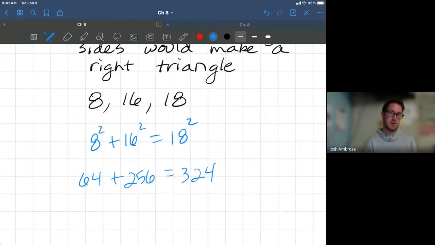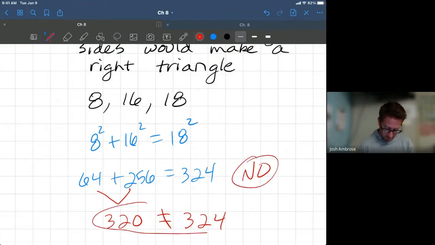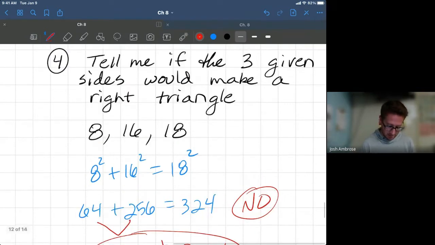We are trying to figure out if this is a true statement. Is 64 plus 256 equal to 324? When we do this math right here, you get 320, and they're saying it should have been 324. So that is not equal. It does not make a right triangle. So no, not a right triangle. Here's the proof right here to justify my answer. All right. There we go.